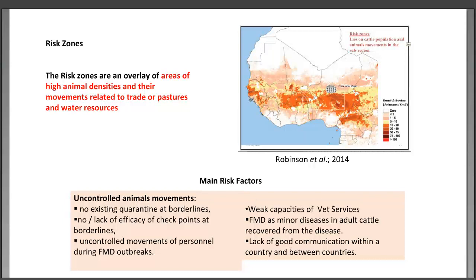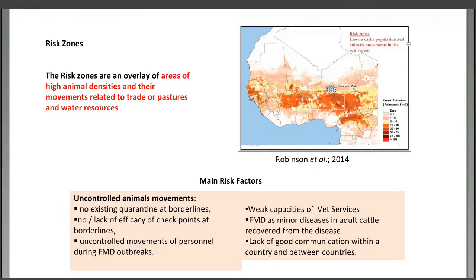Because of this, there are main risk factors. And what are these risk factors? There is no existing quarantine at the borderline. We don't have that, and we don't have effective checkpoints at the borderline.